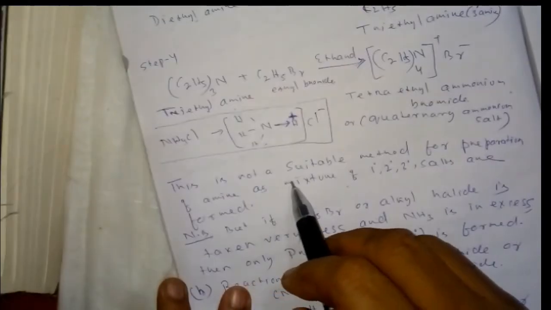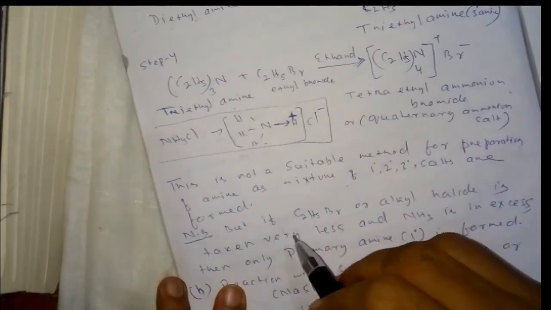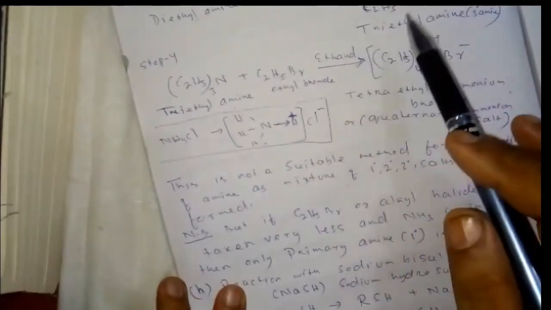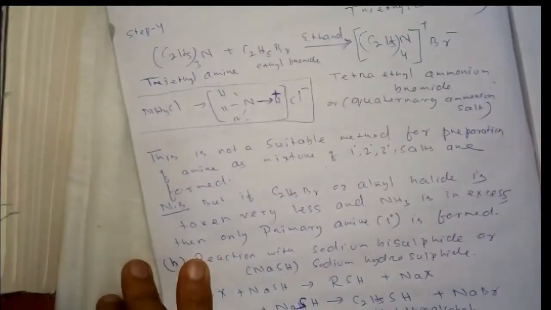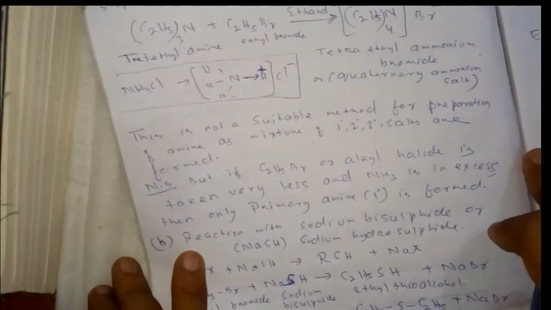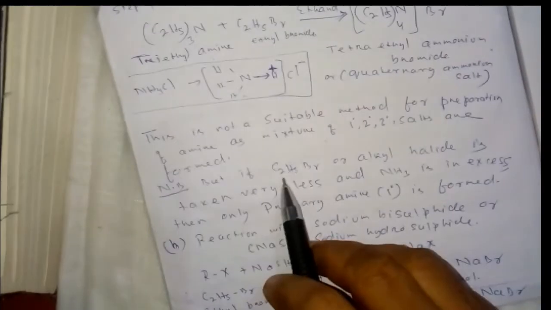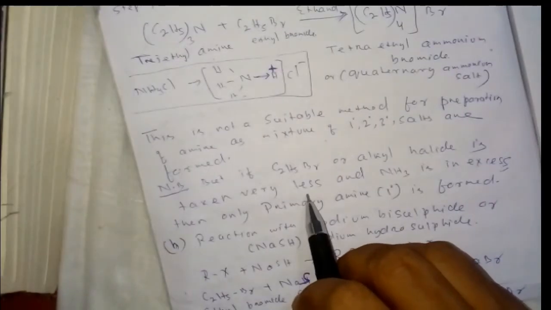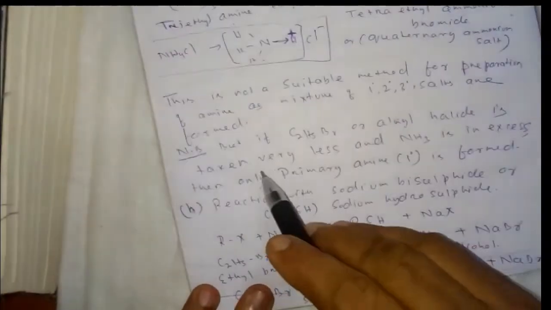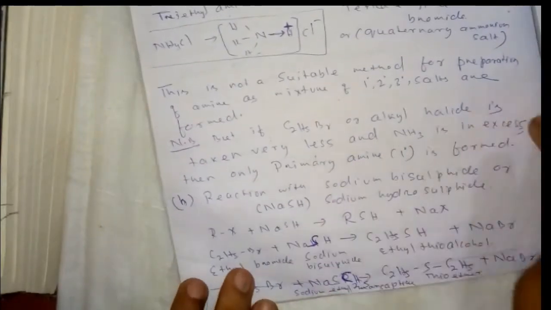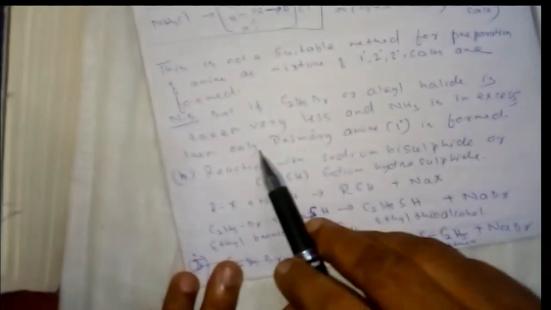This is not a suitable method for preparation of amine, as a mixture of 1 degree, 2 degree, 3 degree amines and salts are formed. So these cannot be separated easily, so it is not a suitable method. But if C2H5Br, the alkyl halide, is taken in very small amount, because the alkyl halide reacts further, and ammonia is in excess, only primary amine is formed.